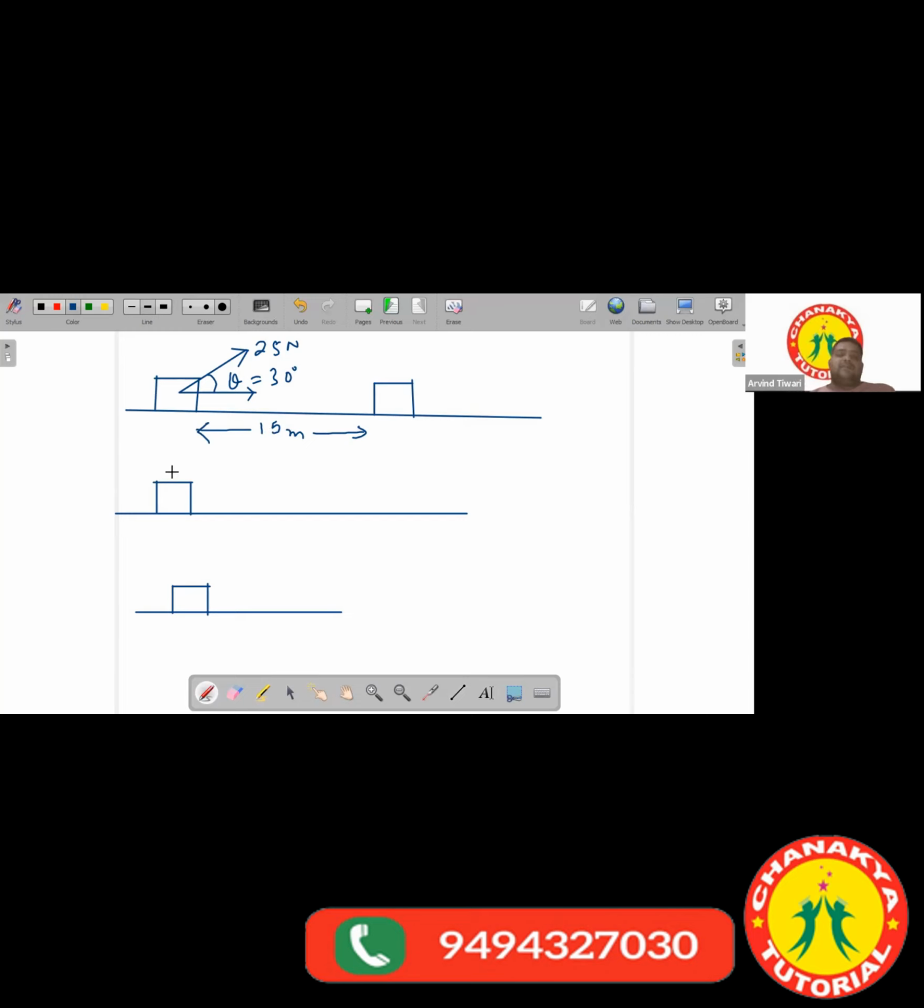In the second case, the object has an initial velocity equal to 10 meter per second. A force acts on this block in the opposite direction. The initial velocity is along this direction, and a force F of 5 Newton acts so that the block is stopped over here, and it travels a distance of again 15 meters.